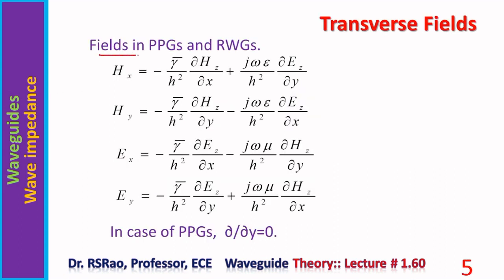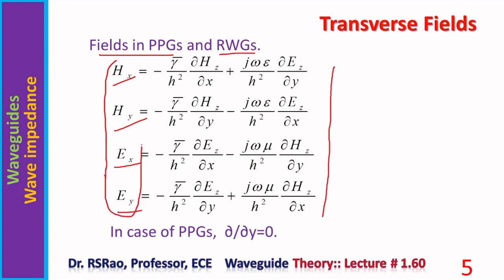Fields in PPGs, parallel plate guides, and rectangular waveguides are being given here: Hx, Hy, Ex, Ey. These are derived from Maxwell's curl equations, by manipulating Maxwell's curl equations, which are valid for a wave traveling along the z direction. One can see, for example, here Hx is equal to minus gamma by h square dou Hz by dou x plus j omega epsilon by h square dou Ez by dou y. Similarly for Hy, Ex, Ey. These are transverse components, being expressed in terms of Hz and Ez.